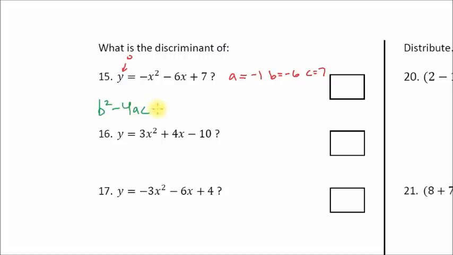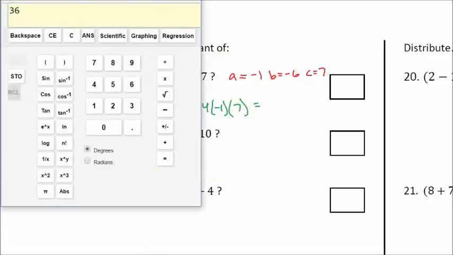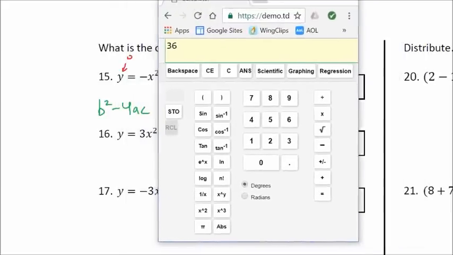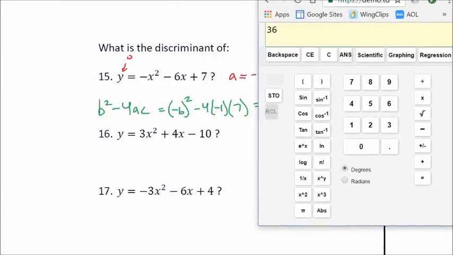So we've got B, so B squared. Remember, whenever you plug a variable in, you plug it in with parentheses. -6 squared minus 4 times -1 times 7. Let's go ahead and put that in our calculator. If I can move that somewhere, we can actually see the equation. Looks like, oh, there we go. I can get it over here.